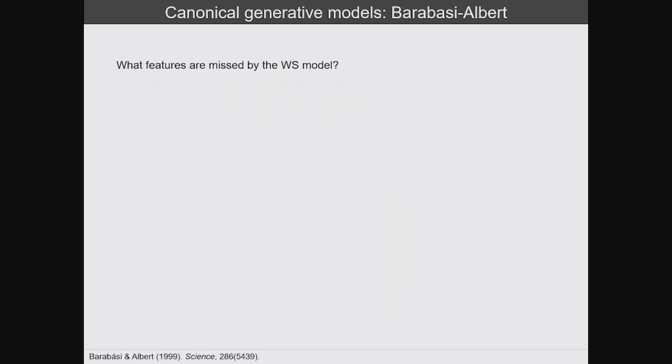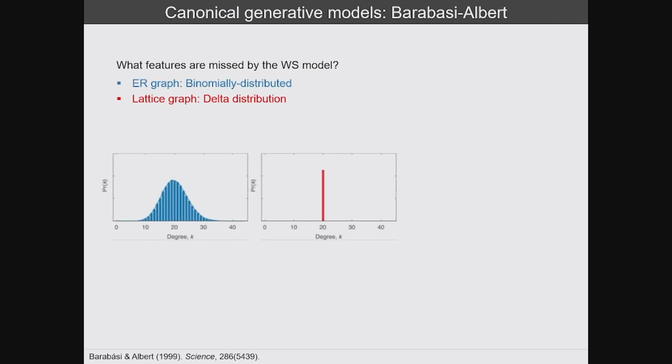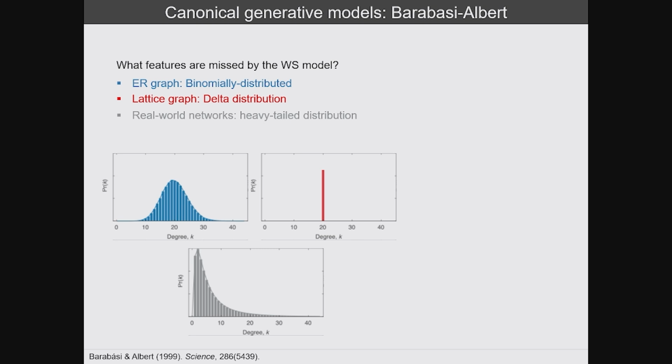But Watts-Strogatz models, they're nice, they get these 2 properties, but they miss others. The ER network has a binomially distributed degree distribution. The lattice graph has a delta distribution. Real-world networks don't look like either, so they're missing that too. They tend to be heavy-tailed, right? So enter the Barabasi and Albert model, which is another generative model.